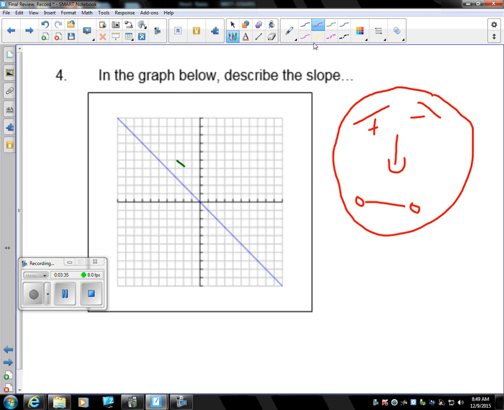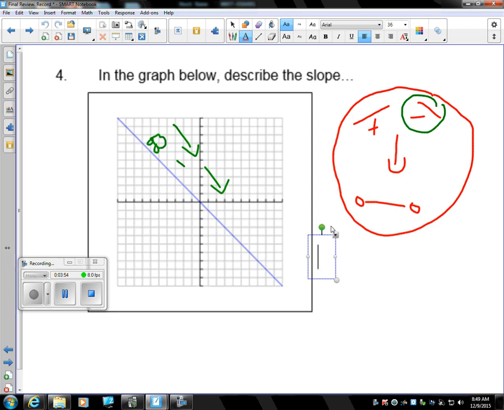Now if I look at my graph, if I'm driving a car on this line, that car would be going downhill. So we are looking at this eyebrow, and that tells us that a downhill line has a negative slope. So how I can describe my slope is that the slope here is negative because the line goes downhill.